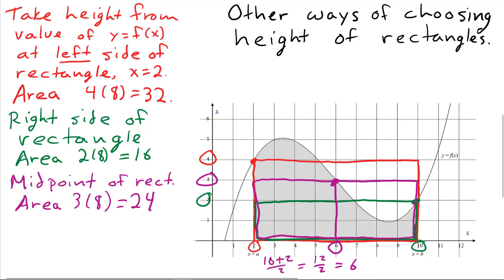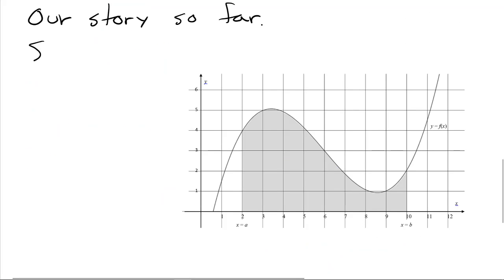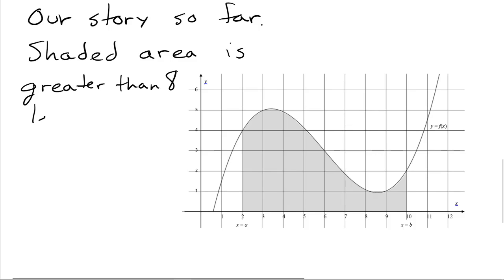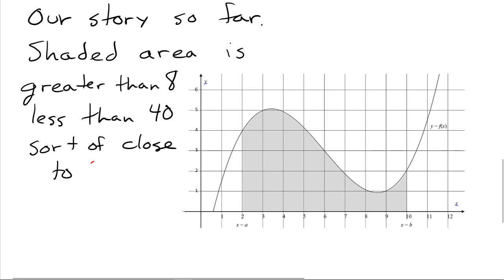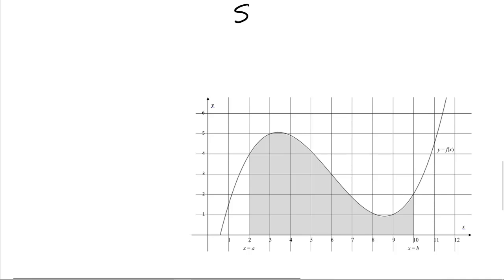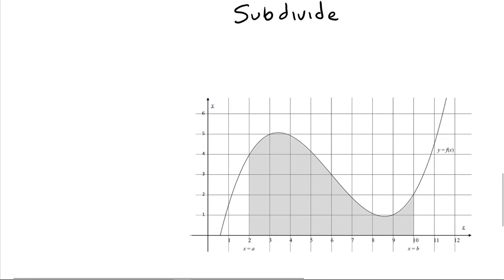None of these are guaranteed necessarily to be too high or too low. We just say they're somewhere in the right area. So the shaded area is greater than 8, less than 40, and sort of close to 32, 16, or 24. We still would like more information than that. One way we have of using rectangles to estimate the area and yet getting a more precise estimate, something closer to the true area than what we have so far, is to break our region up into multiple rectangles.